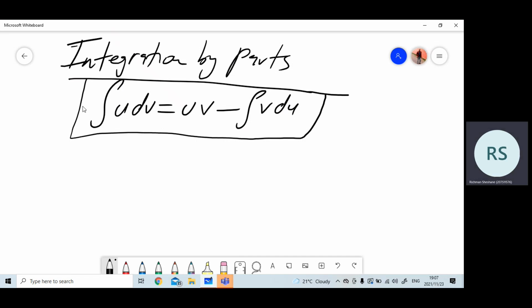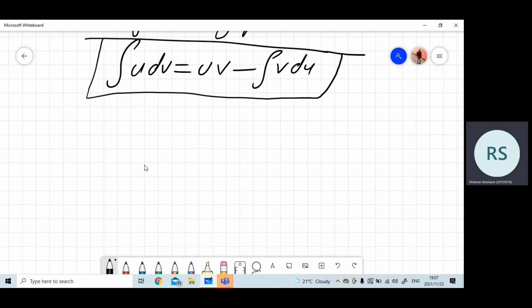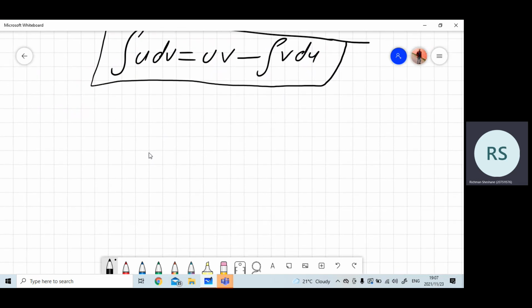But before you attempt integration by parts, I suggest you go and revise your Maths 1 standard integrals, because Maths 2 is built from Maths 1. So now we're starting with integration by parts. Integration by parts is usually used to integrate the product of two functions. I'll show you how you can use this formula.